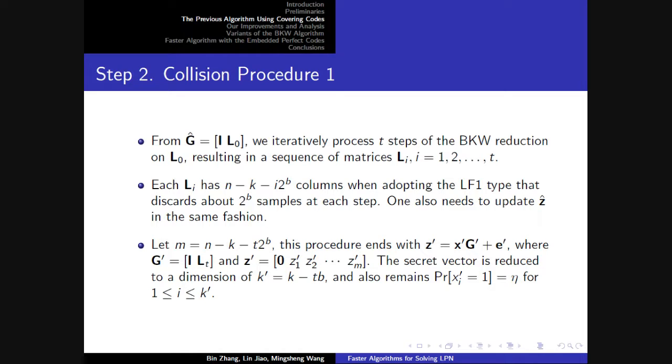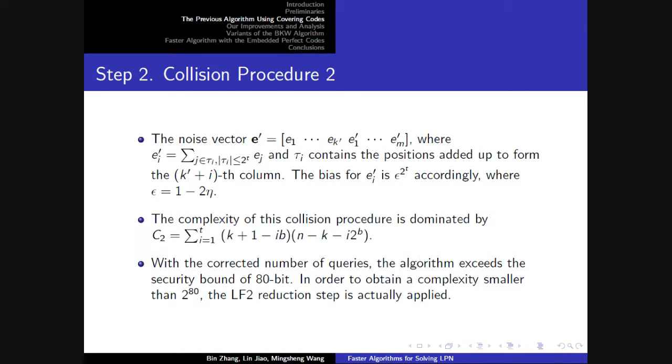And if we use m to denote this value, this procedure gives a new form of LPN instance with the systematic matrix and z' beginning with k' zeros. That is what they did here. And we look at the noise vector e'. The first k' has the same probability distribution as before. And for this, they have a distribution with a bias here according to the piling-up lemma.